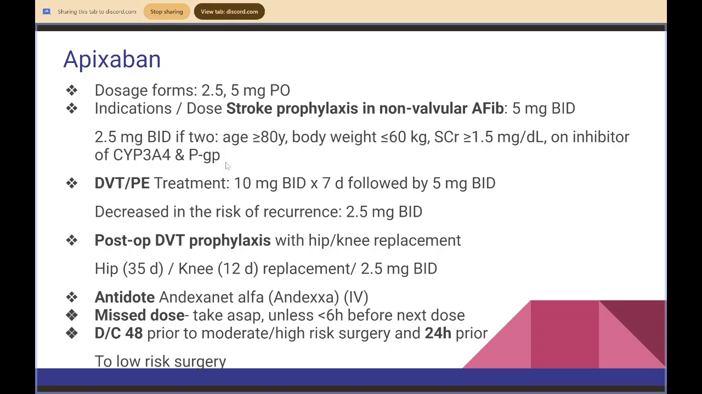Next is apixaban, and the dosage forms here are 2.5 and 5 mgs orally. The indications are going to be stroke prophylaxis in non-valvular AFib, DVT-PE, both treatment and prophylaxis, and the antidote is also Andexxa. The window for a missed dose is going to be less than 6 hours, similar to Lovenox. And remember, rivaroxaban or Xarelto is 12 hours. Prior to moderate or high risk surgery, you want to discontinue 48 hours prior. And if it's a low risk surgery, 24 hours.